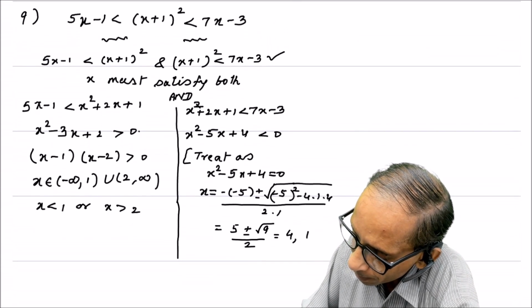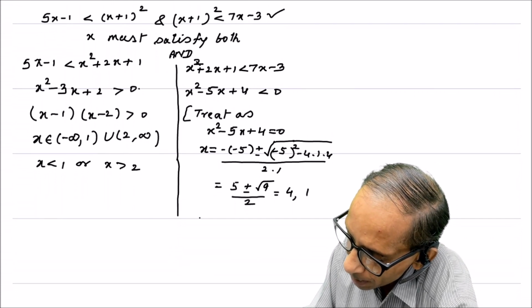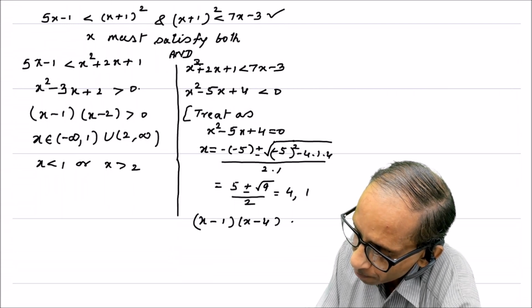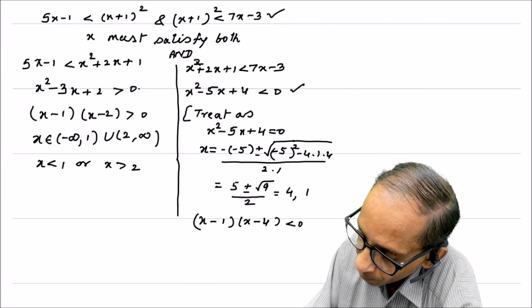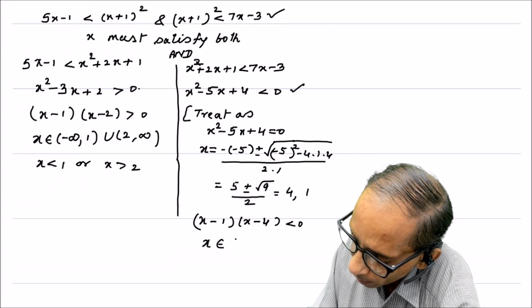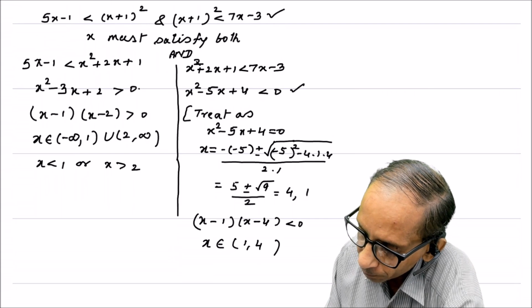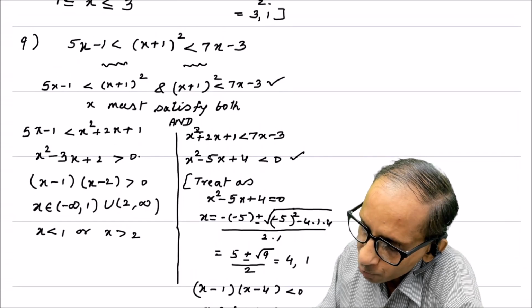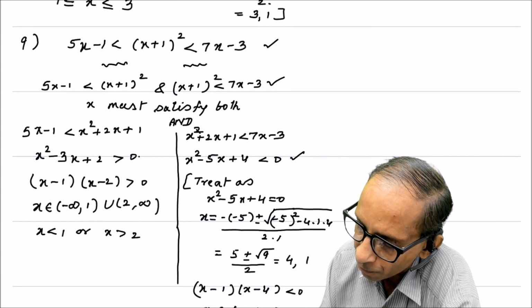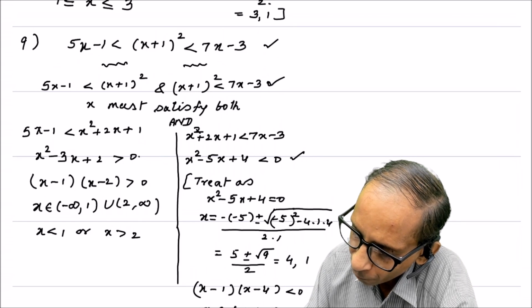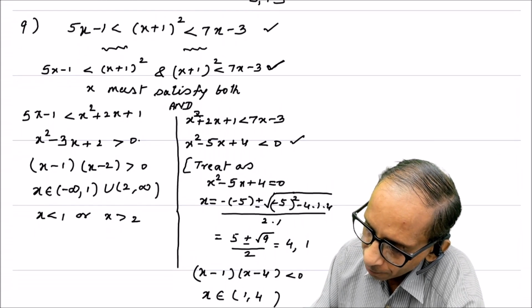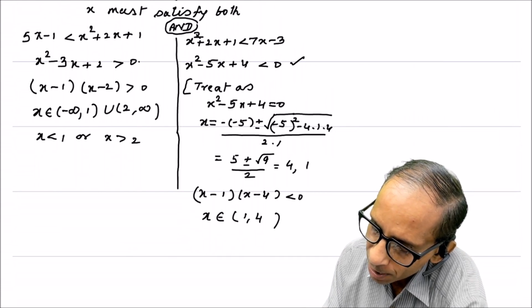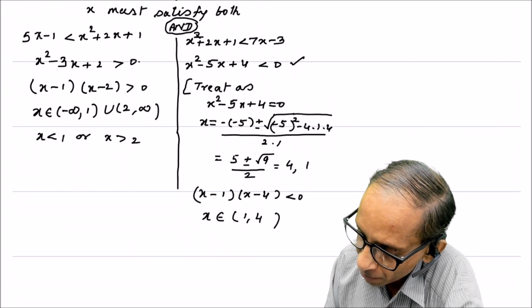So what we find here is that x square minus 5x plus 4 is actually x minus 1 into x minus 4 less than 0. So x should lie in the interval 1 to 4. So we had a situation of two quadratic inequalities, but they were given in a blended form in this way. We separated them and then formed two quadratic inequalities. We solved both of them. And what we notice is that the connecting sign for us is 'and', that is, x must satisfy both.